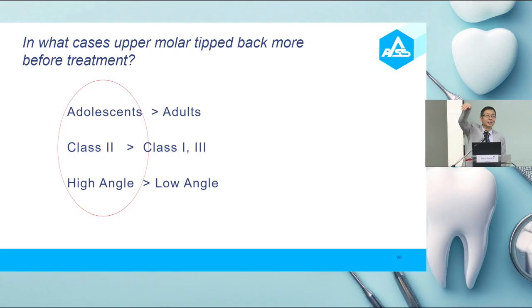It also means when we use straight wire, it's more prone to tip forward, because straight wire uses a 0 degree prescription buccal tube. But in those cases, the molar is tipped back, that's minus degree, not 0 degree. So when you use 0 degree, you just accelerate upper molar anchorage loss, right?